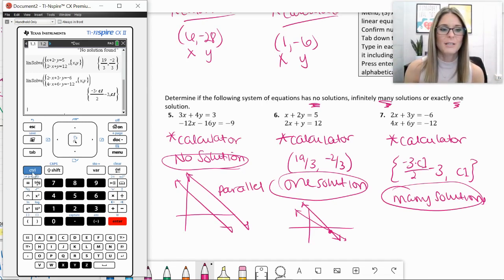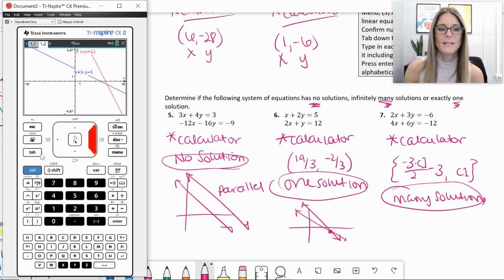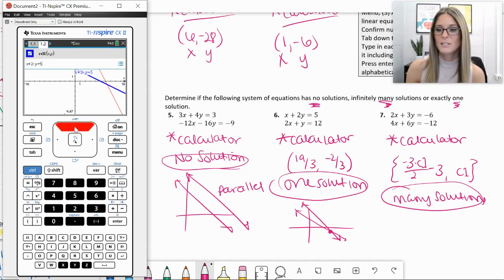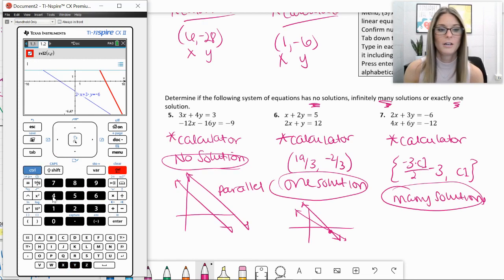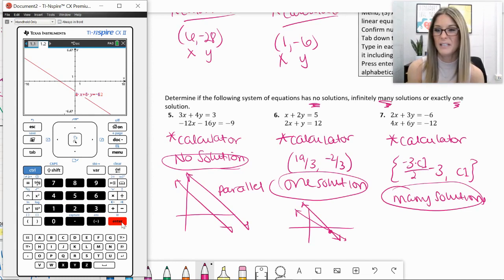I'm going to do control to the right to go back to our graph page. I'm going to hit tab and arrow up to my first relation. I'm going to hit control clear, retype our new first equation, 2x plus 3y equals negative 6. Arrowing down, I need to write my new second equation, control clear, 4x plus 6y equals negative 12. And now this one, maybe you remember what it looked like on number 5. This one, literally red and blue are on top of each other. I can't even see really the blue line anymore.